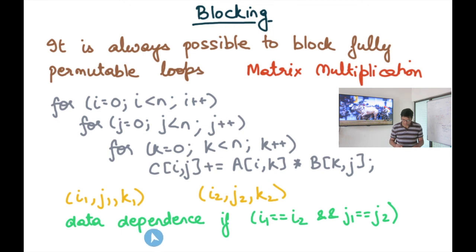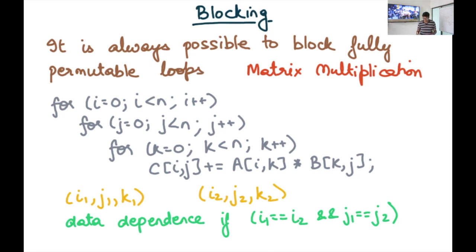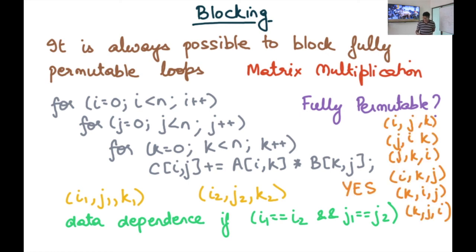And so the only data dependencies are when i1 equals i2 and j1 equals j2. And so the only degree of freedom here is k. The only reason we could potentially have a change in the order of data dependence is that we can change the order of k. So the question we want to ask is: is this loop fully permutable? And we can check different iteration orders. Basically, either we will move k to the upper loop, or we move k to the really outermost loop or something like that.